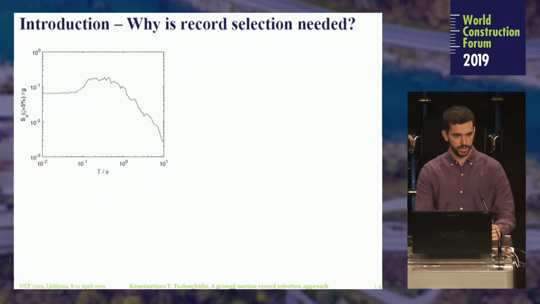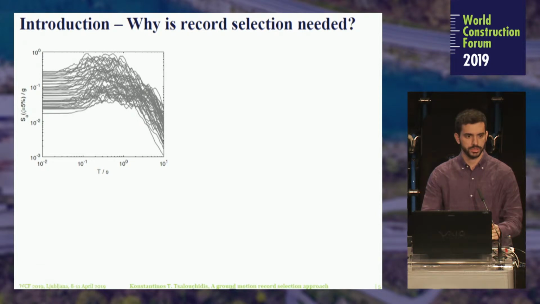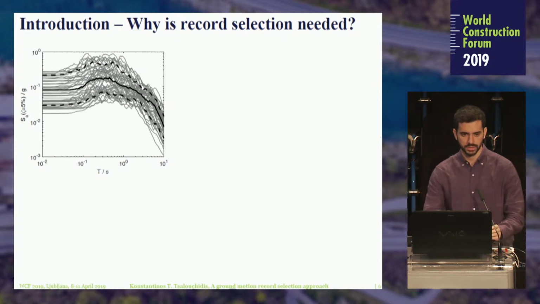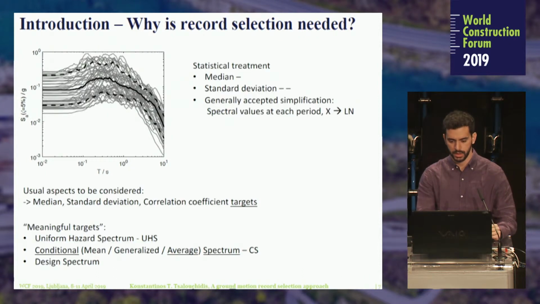Here is another way of seeing a ground motion record. This is the elastic 5% damped spectrum of an earthquake record, and here is what a record set might look like. In order to see the attributes of this record set, we should statistically examine it. In other words, look at the medians and standard deviations at each period of this spectrum.